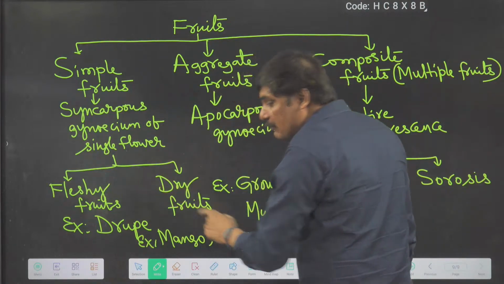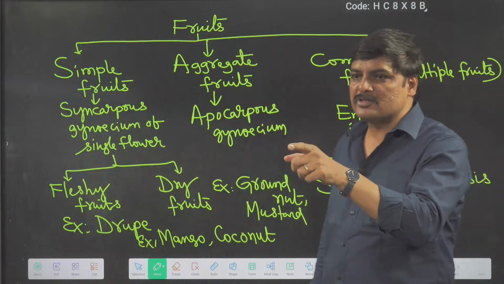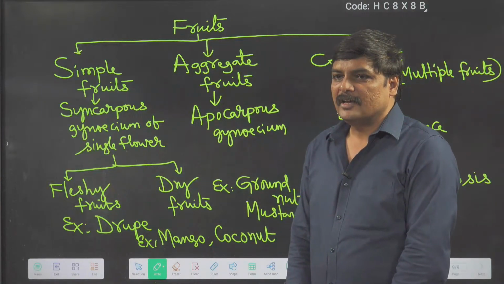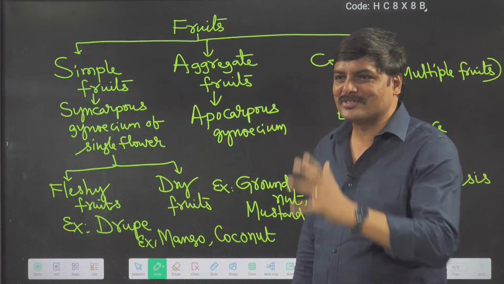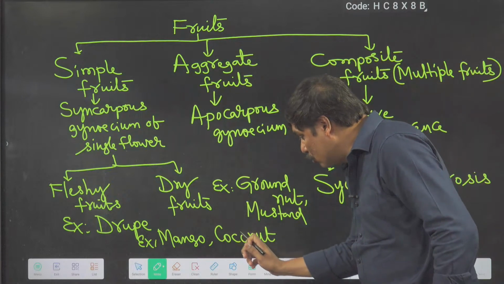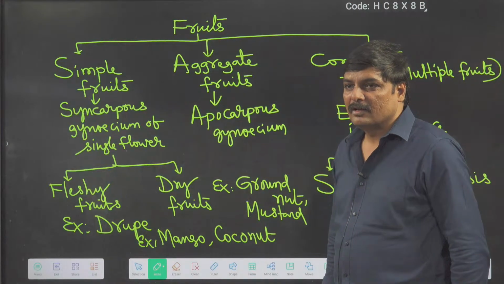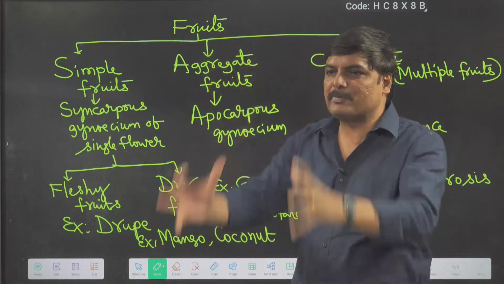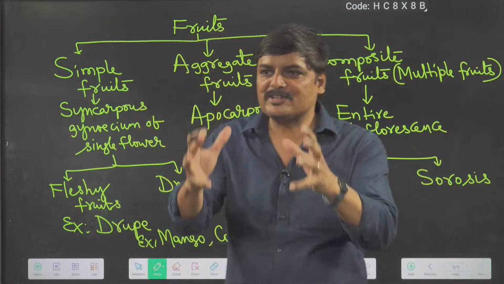Can you say an example of a drupe? Which fruits are called drupes? Examples of drupe fruits: mango, coconut. Which part of the mango fruit is technically a drupe? Drupe is a fleshy fruit.